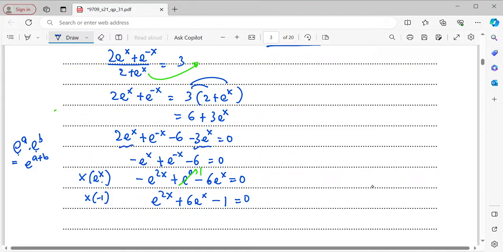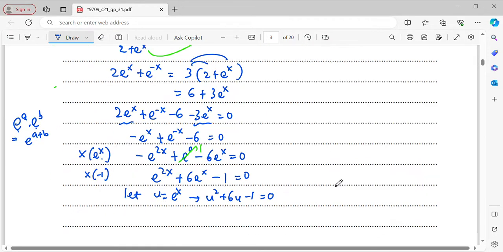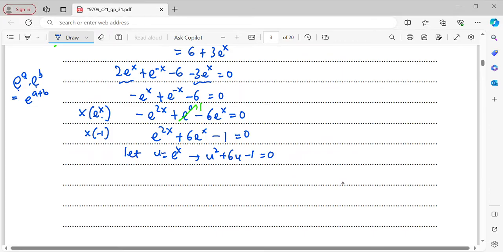Now, from here, I will let u be e^x. Then I will be getting u squared plus 6u minus 1 equals 0. When you look at the question here, you have to show clearly that the equation has only one real root. So for this quadratic equation, I'm going to let a be 1, the coefficient for u squared, b is the coefficient for u, which is 6, and c is minus 1.